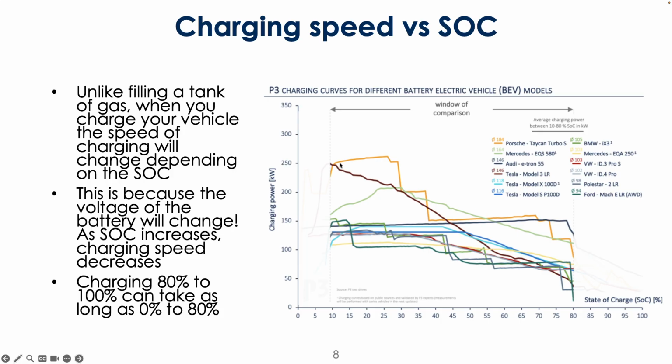Whereas some vehicles will just continually decrease the speed as you get closer and closer to 80%, others have these step down functions. So it'll charge really fast at the beginning when the battery is really empty, then drop down, charge, and then drop down again. So you have these stepwise functions. You'll also notice that vehicles will charge at different speeds. We're going to talk about that a little bit more in a different lecture that focuses more on the charging behavior aspect.